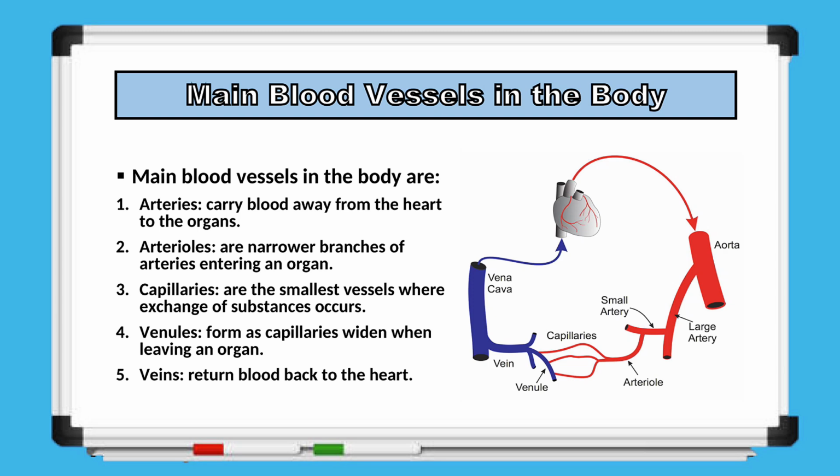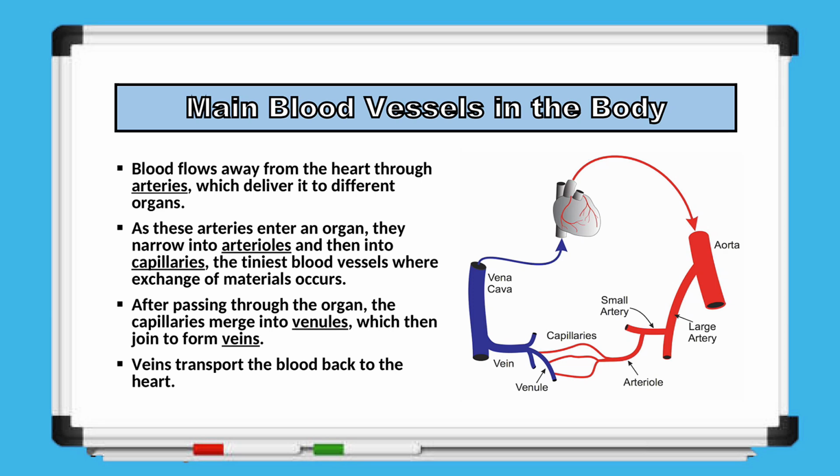Capillaries are the smallest vessels where the exchange of substances, such as oxygen and nutrients, occurs between the blood and surrounding tissues. Venules form as capillaries widen when leaving an organ, and veins return blood back to the heart. So, blood leaves the heart through arteries, which carry it to various organs throughout the body.